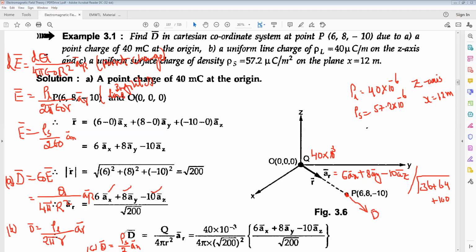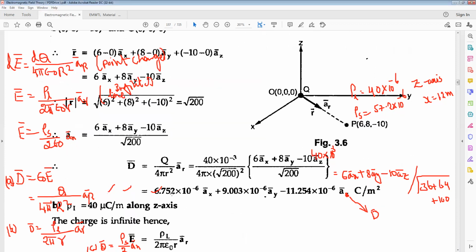First of all, you can find D bar is equal to Q by 4 pi R square into AR. What is R here? The distance between the origin and the point P. So R square is under root of 200 whole square, and AR is 6 AX bar plus 8 AY bar minus 10 AZ bar by under root of 200. Simplify this function.